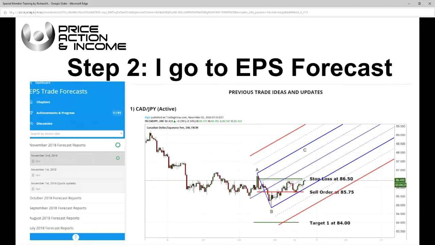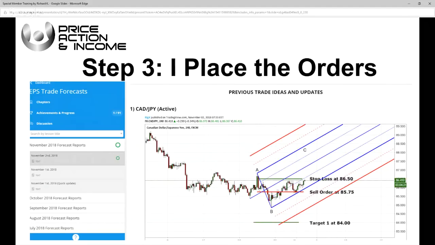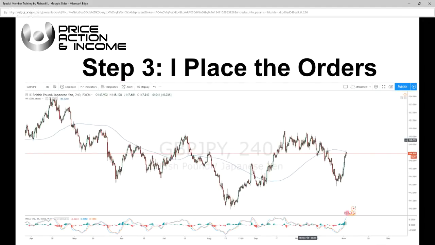Then the next step after that is step 3. I go to my trading platform and I place the order. I will go to the chart, and Richard always has an entry order. So I'll put my entry order, I'll place my stop loss, I'll place my target. I do it exactly as Richard says. And again, that probably takes another 5 minutes or so to place the orders once I've read through the material, and that's about it. It's a pretty simple process.